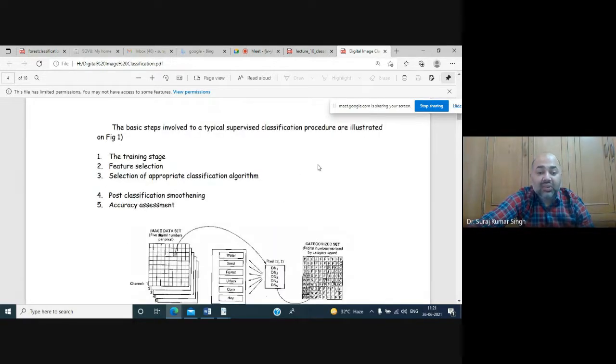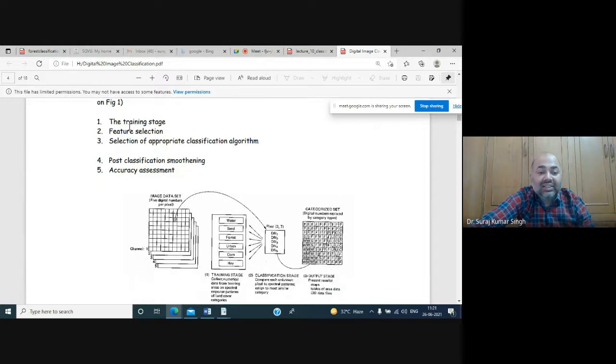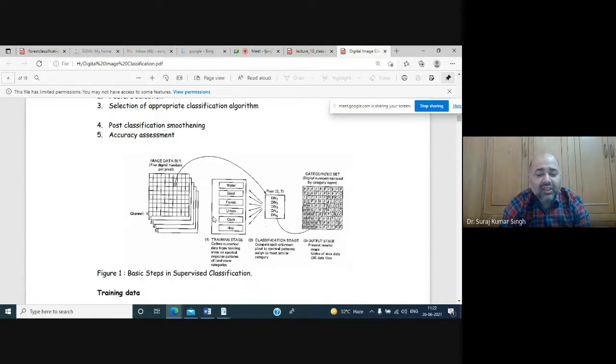So in the first step, we are defining the training site. The first step is the training stage. The second step is feature selection. The third step is selection of an appropriate classification algorithm. The fourth step is post classification smoothing, and the final step is accuracy assessment. Whenever you go for a supervised classification technique, these are the steps that you have to perform. First, you identify the training sites, then select the features, then select the appropriate algorithm, and finally classify the image, and thereafter assess the accuracy.